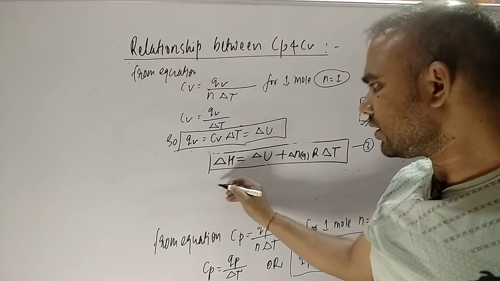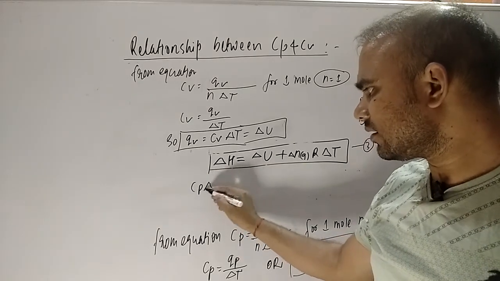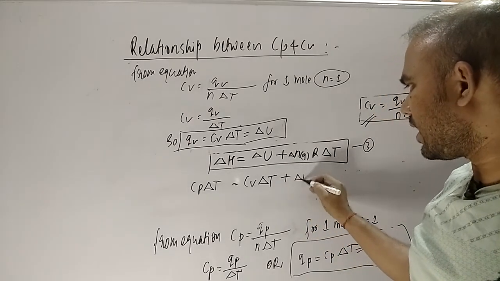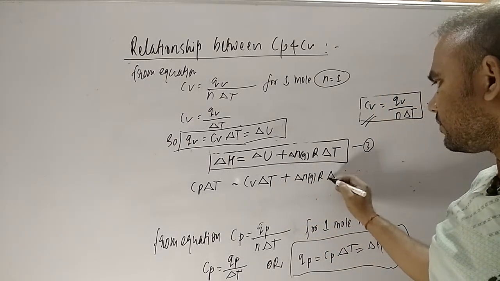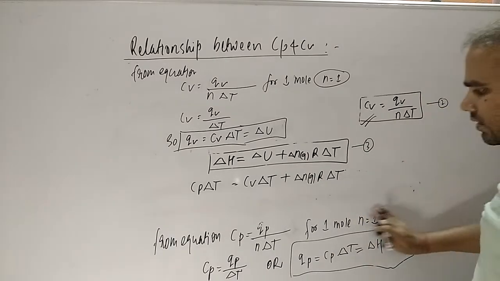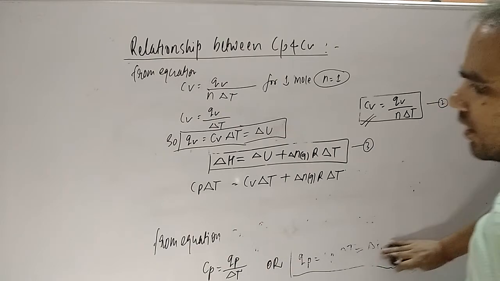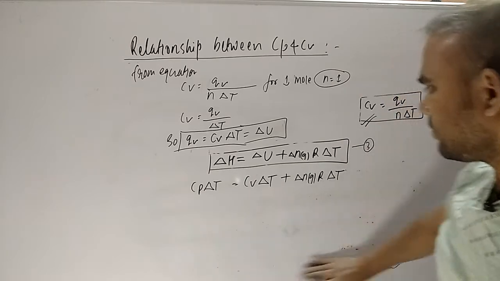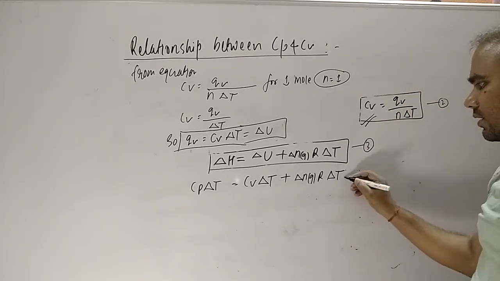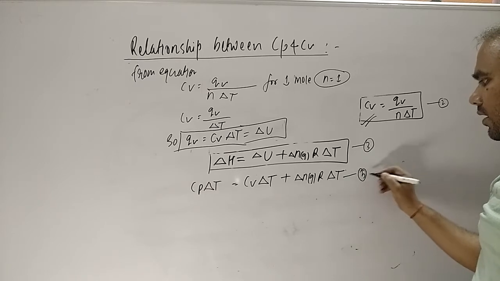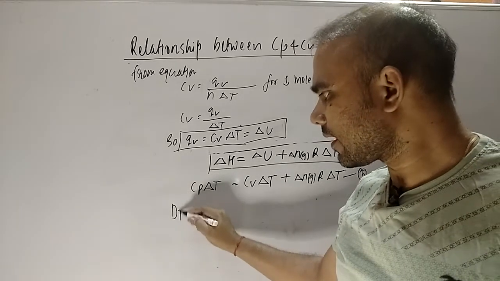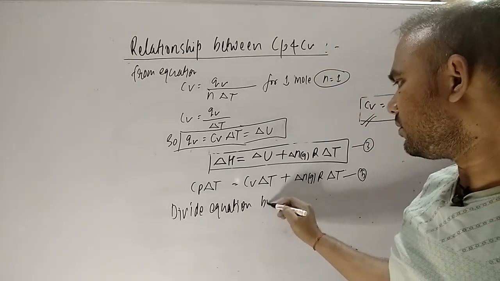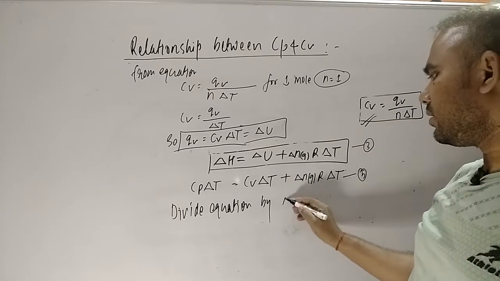So put in the values, student. Here delta H is Cp delta T, and here it will be Cv delta T plus delta ng R delta T. Okay, this is the equation we got, equation number 4, which we can call the 5th. Divide equation 5 by delta T.